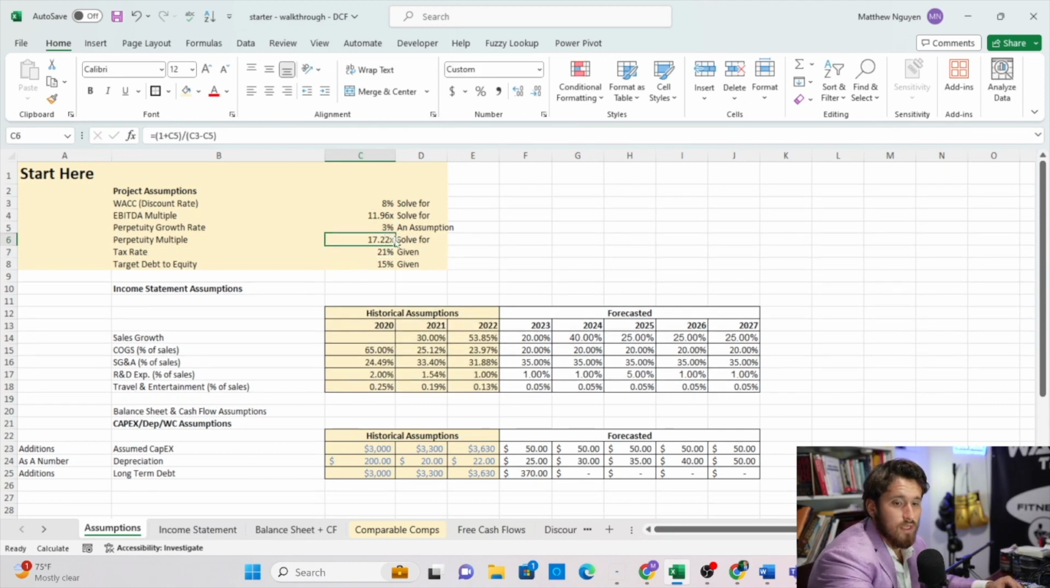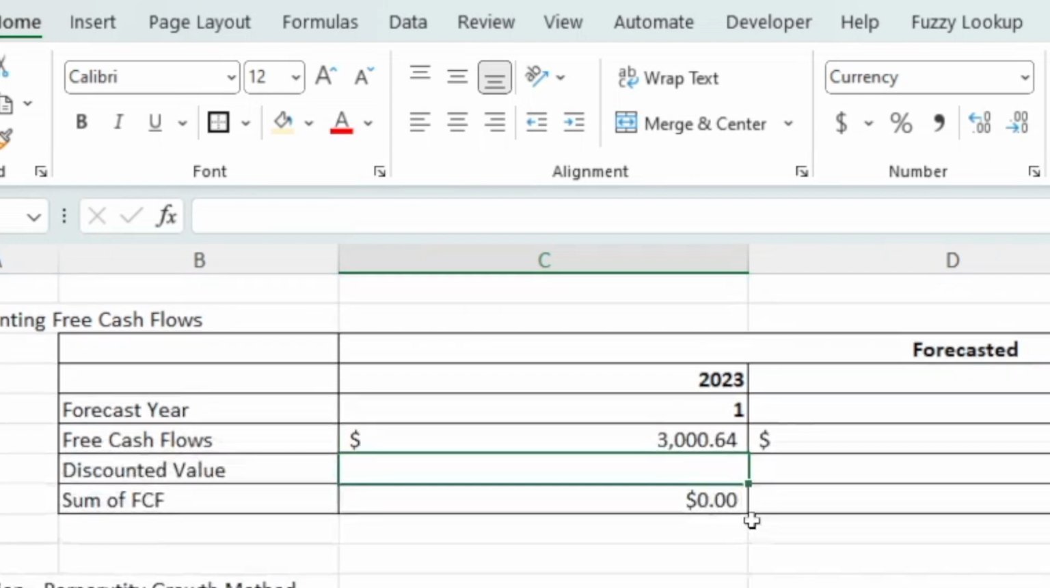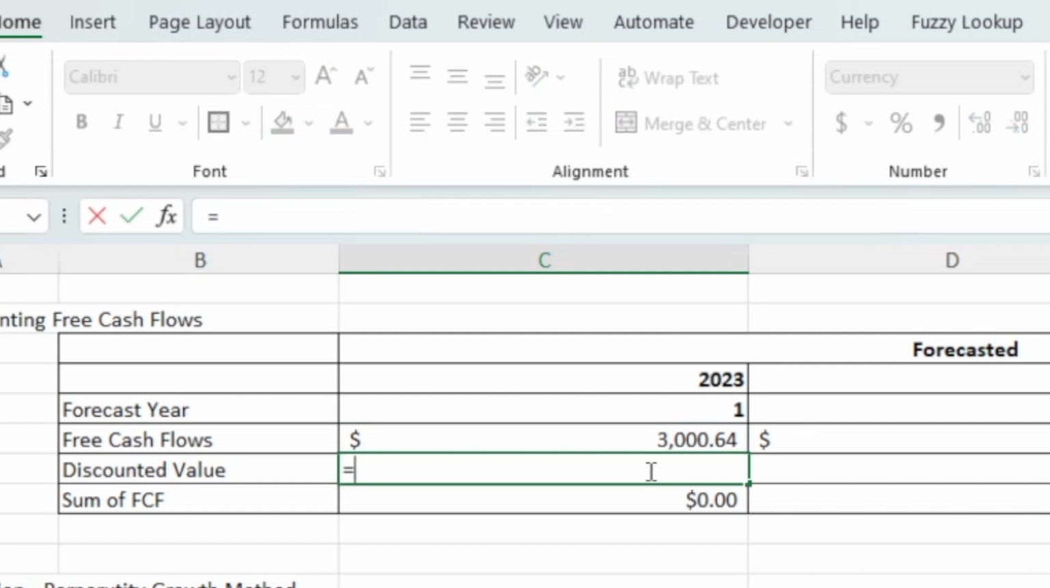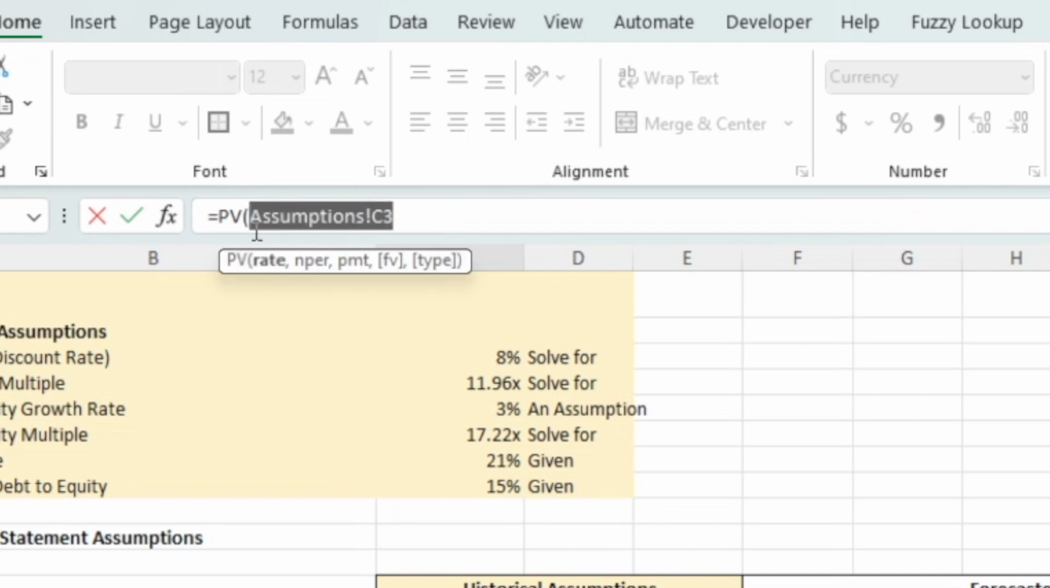All right, so we get 17.22x growth in perpetuity. Now we're on to the last part, our discounted cash flow. All I did here was bring in the cash flows from our free cash flows. Let's take our discounted value, so we can do a present value. Our rate is going to be our WACC. We can lock this one in.